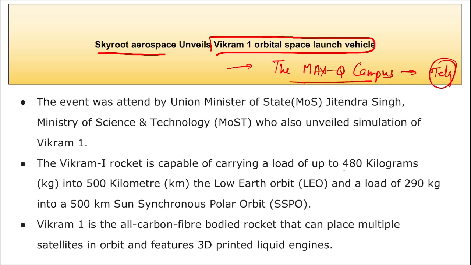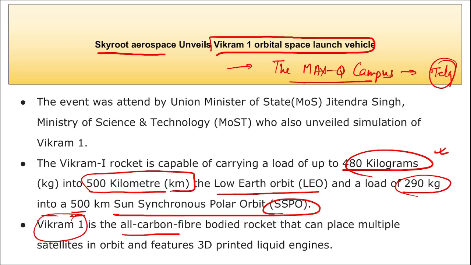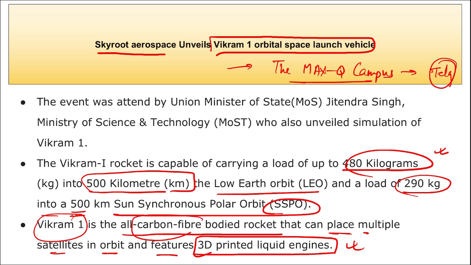This Vikram 1 rocket is capable of carrying a load of up to 480 kilograms up to 500 kilometers into low Earth orbit. So this amount of weight, and they can go up to 500 kilometers into the low Earth orbit, and a load of 290 kilograms into a 500 kilometer sun synchronous polar orbit. Here Vikram 1 is an all carbon fiber bodied rocket that can place multiple satellites in orbit and features a 3D printed liquid engine also. Important. All right, it will have a 3D printed liquid engine and all carbon fiber, because carbon fibers are less in weight and have very high strength, correct?